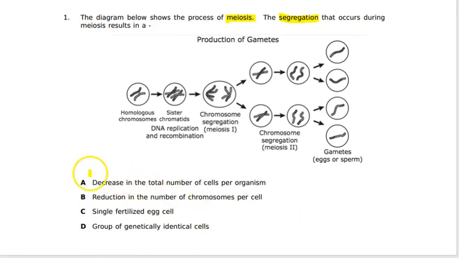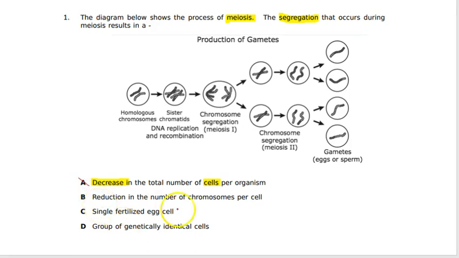So let's look at our answer choices to see if we can figure out what meiosis results in. A says a decrease in the number of cells per organism. So let's think about this for a second. A decrease in the number of cells. We're actually making more cells than what we started with. We're starting with 1 and we're making 4. So we would actually eliminate this answer choice. So A is not correct.